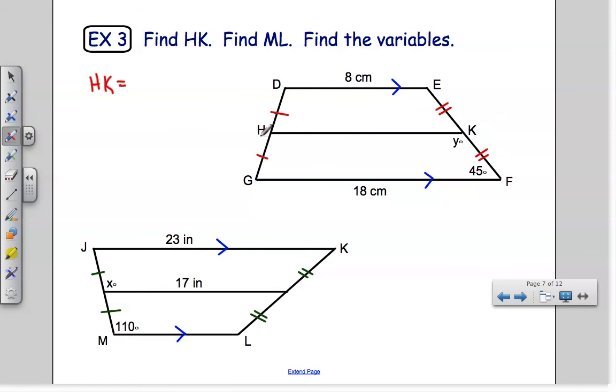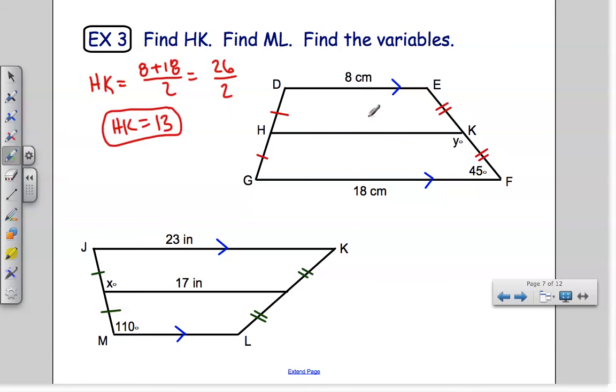All right, HK is the mid-segment, so its length should be the average of the bases. The bases are 8 and 18. To find the average of 8 and 18, I know I add them and divide by 2. 8 plus 18, I'm looking at 26. Divided by 2, it looks like HK is 13. And let's check that here. If this was 13, what's the difference between 8 and 13? It's 5. What's the difference between 13 and 18? Also 5, so that looks good.